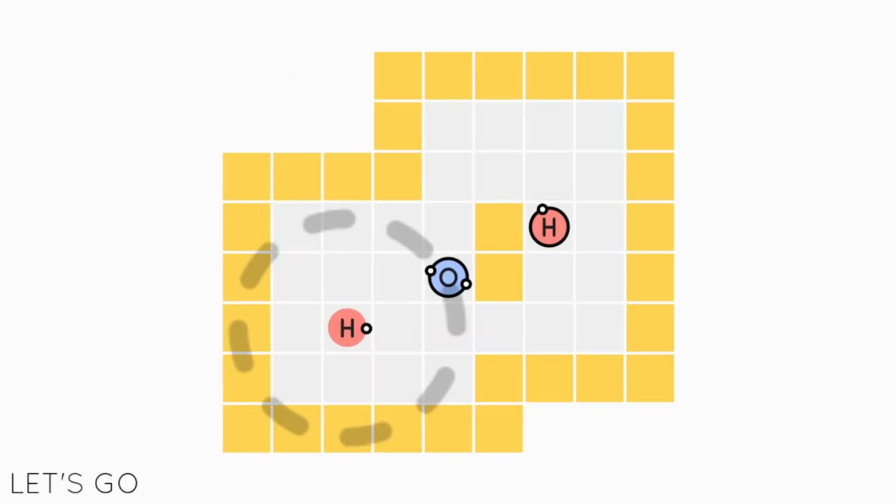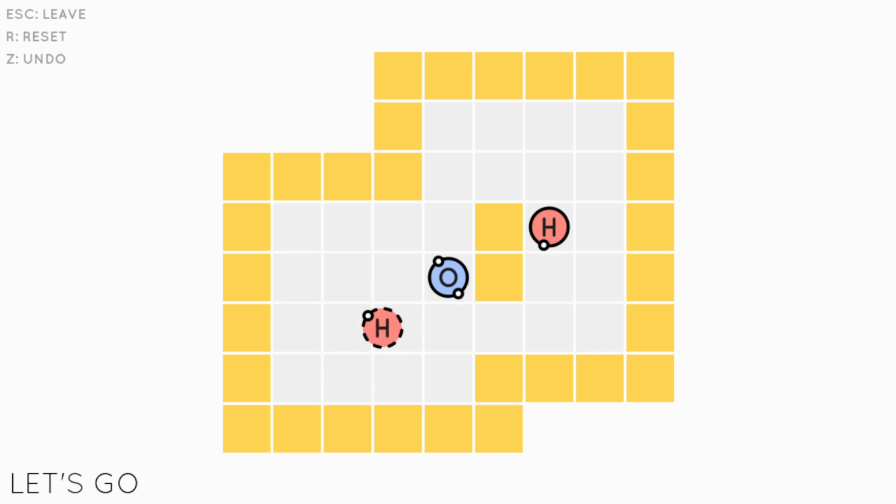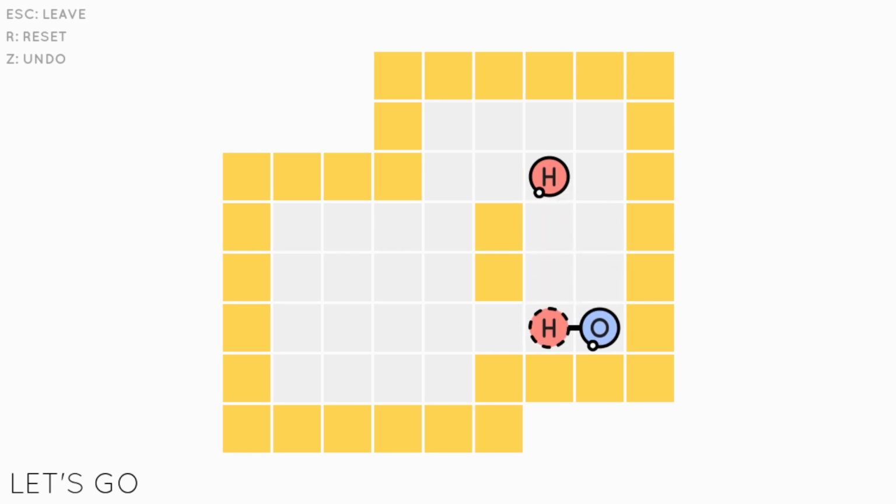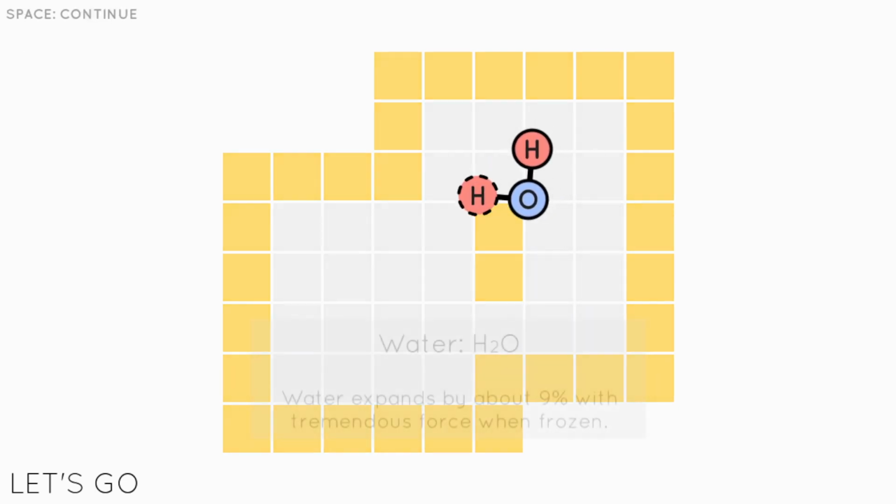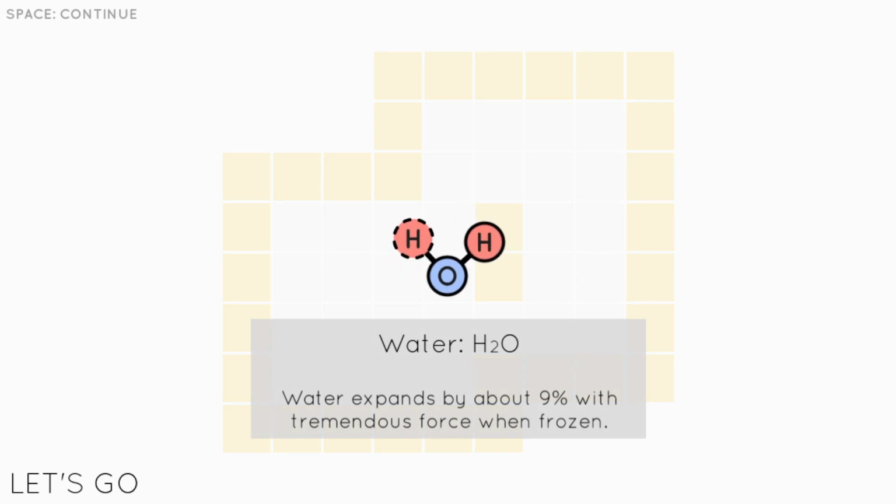So, how Sokobond works is you act as a certain atom of a certain element, and your goal is to create a molecule by bonding with other elements. In this case, I could do this to bond with oxygen, and I could also push other atoms. I can do that, and therefore bond like so. And this creates molecules. In this case, this is water, which is H2O, which consists of 2 hydrogen atoms and 1 oxygen. Water expands by about 9% with tremendous force when frozen.